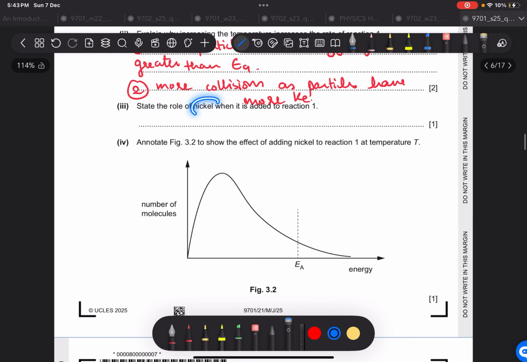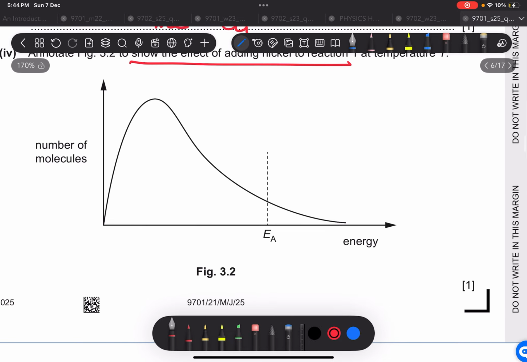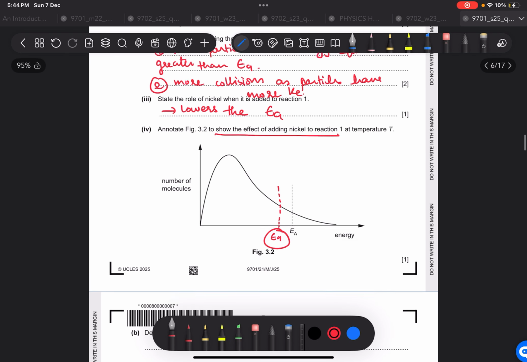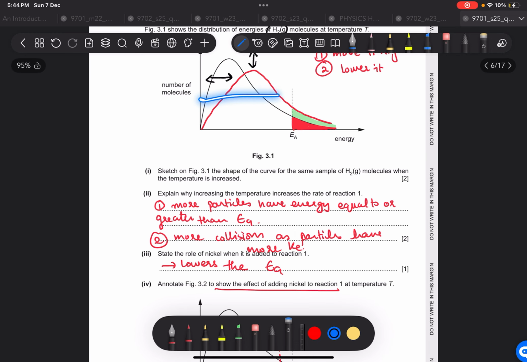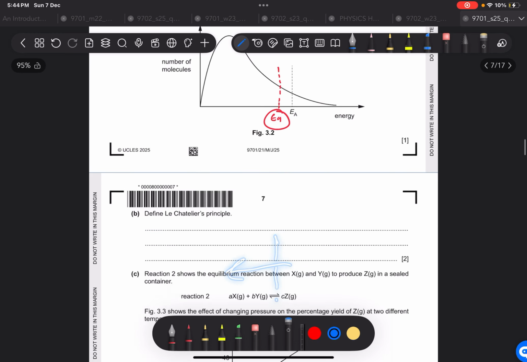State the role of nickel when it's added to reaction 1. Simple, it's a catalyst, so it is going to lower the EA. Okay, annotate to show the effect of adding nickel. This activation energy is going to move backwards. So that's going to be your new EA. That's all that happens. When you increase the temperature, the curve moves towards the right. When you add a catalyst, the activation energy moves towards the left.